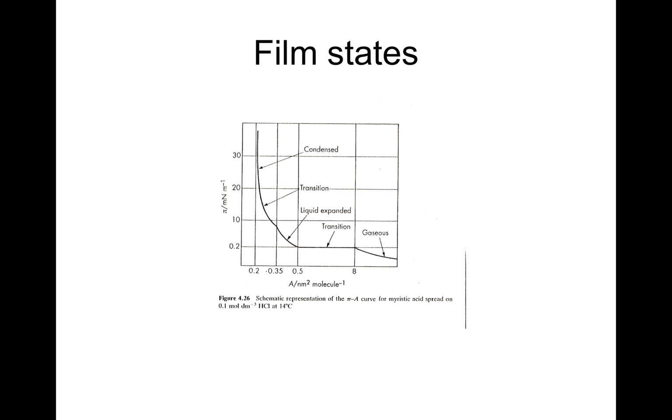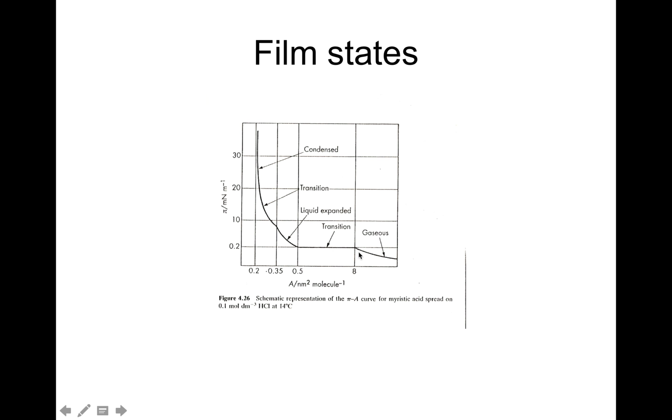A schematic representation of the pi A curves for myristic acid spread on 0.1 moles per decimeter cubed HCl at 14 degrees centigrade is of interest. Once again, it's spreading tension pi in millinewtons per meter against area per molecule. We see that at very high areas per molecule, the curve is very similar to a gaseous hyperbolic curve.